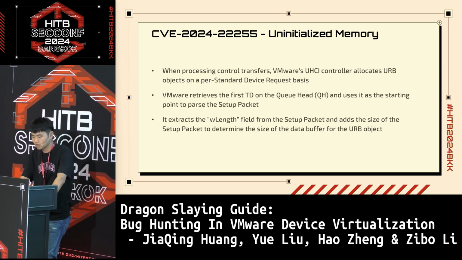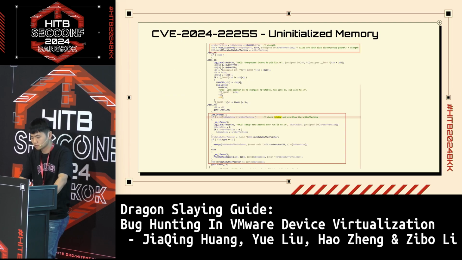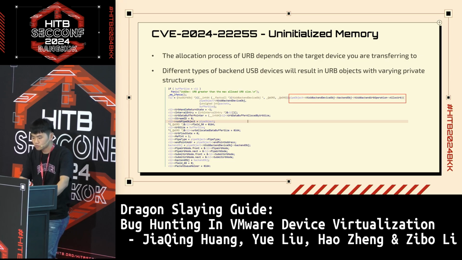When VMX handles the UHCI emulation, it retrieves the first TD on the QH, extracts the wLength field from the setup packet, and uses the size to determine the size of the data buffer for the URB object. After allocation finishes, it will copy the data into the URB object, and they do lots of checks to prevent buffer overflow. Looking back at the process, we found that different types of backend USB devices will result in URB objects with varying private structures, and the URB object could be controlled.